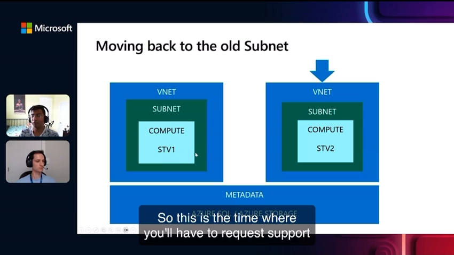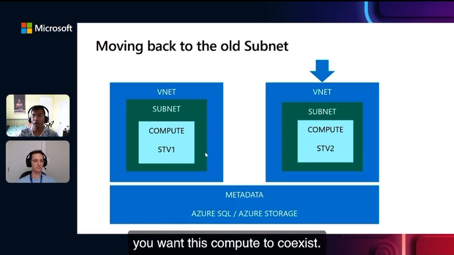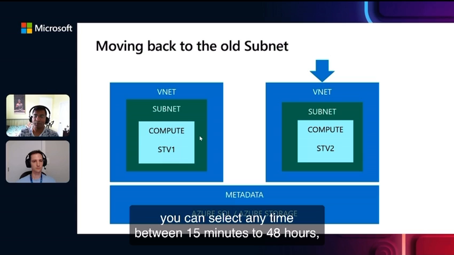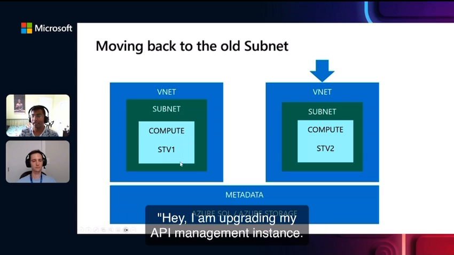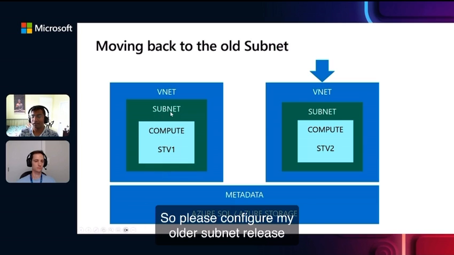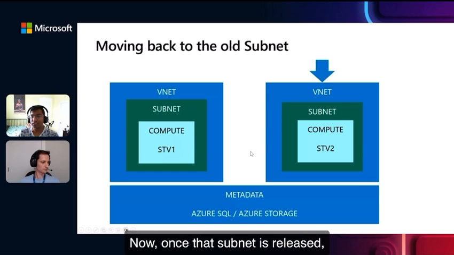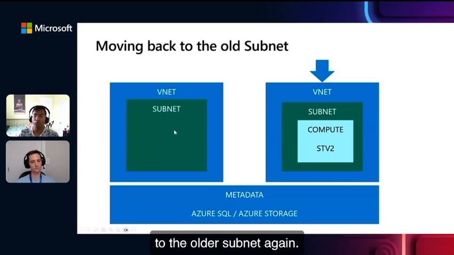So this is the time where you'll have to request support to configure upfront how much time you want this compute to coexist. If you want that to be exited immediately, you can select any time between 15 minutes to 48 hours, and you can raise a support ticket upfront saying that, hey, I am upgrading my API management instance, so please configure my older subnet release to X number of minutes. Now, once that subnet is released, then you can attempt to migrate this compute to the older subnet again.